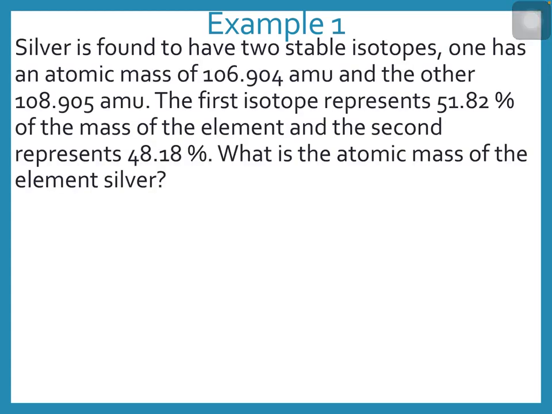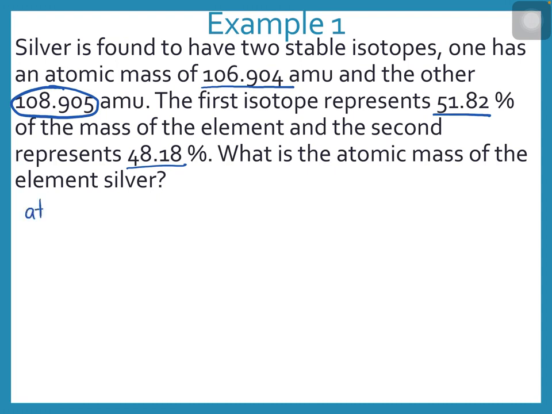Okay, so we're going to look at two different examples, two different things that we can calculate. In our first example, we have silver, which has two stable isotopes. One of them has an atomic mass of 106.904 atomic mass units, and the other one is 108.905 atomic mass units. The first one represents 51.82% of the mass of the element, and the second one represents 48.18%. So what is the atomic mass of the element silver?